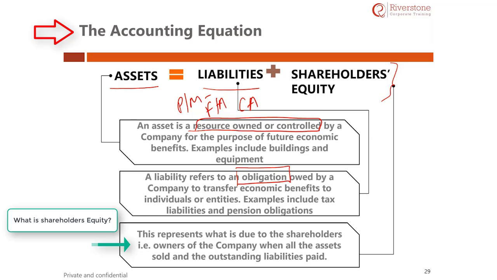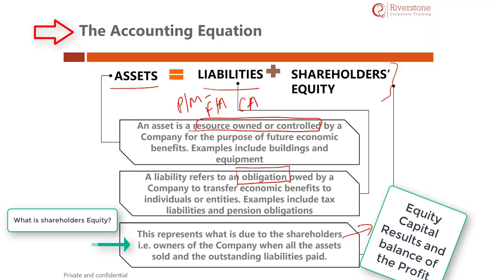What is shareholders' equity? Shareholders' equity is the equity capital, reserves and the balance of the profit such as retained earnings. Basically, any amount of retained earnings, or any amount of profit which is retained in the business, belongs to the equity shareholders. All these things belong to the equity. This is called the shareholders' capital, or the net worth of the company. This is what the balance sheet is all about.